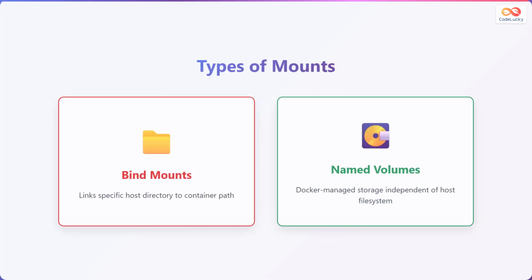There are mainly two types of mounts. First are the bind mounts, which link a specific host directory to a container path. Second are named volumes, which are Docker-managed storage that are independent of the host file system.